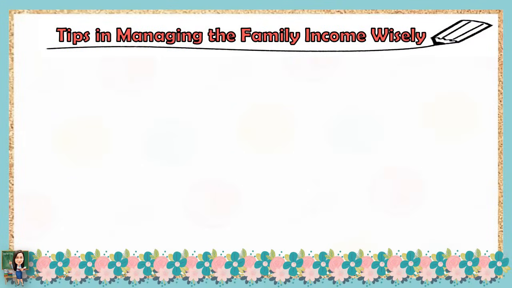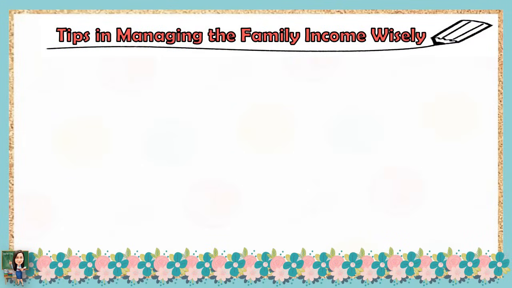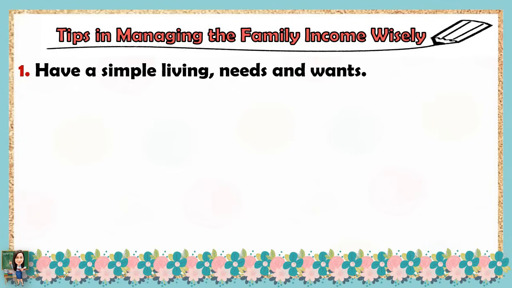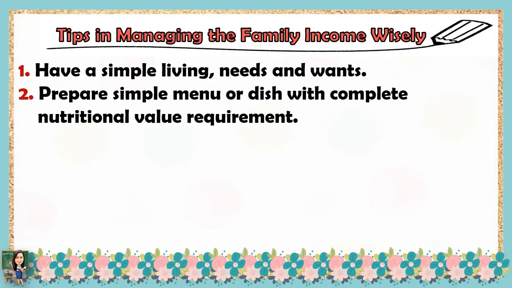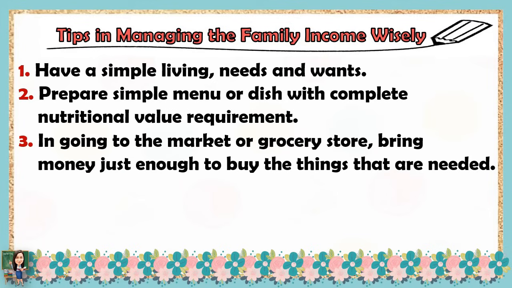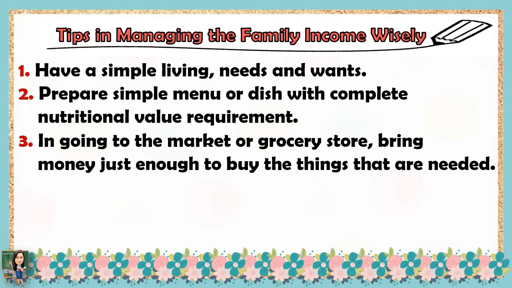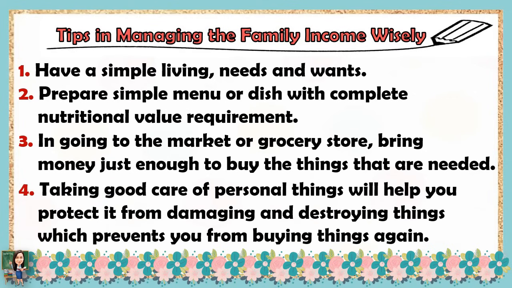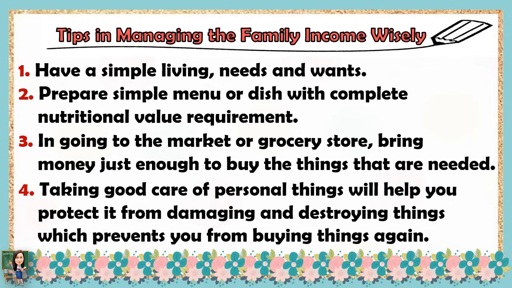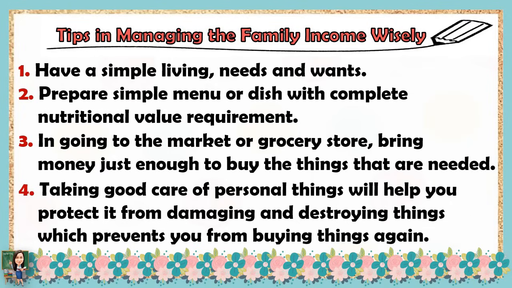Here are the different tips in managing the family income wisely. Number 1, have a simple living, needs and wants. Number 2, prepare simple menu or dish with complete nutritional value requirement. Number 3, in going to the market or grocery store, bring money just enough to buy the things that are needed. Number 4, taking good care of personal things will help you protect it from damaging and destroying things, which prevents you from buying things again.